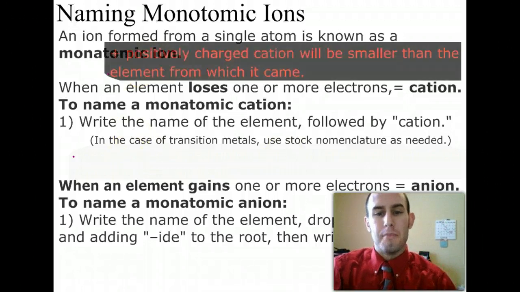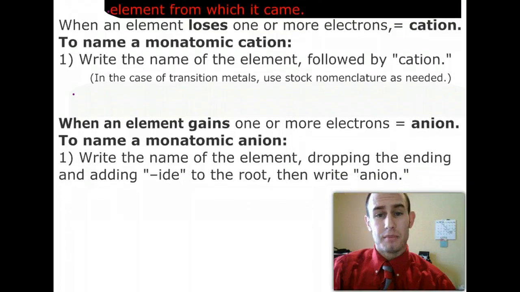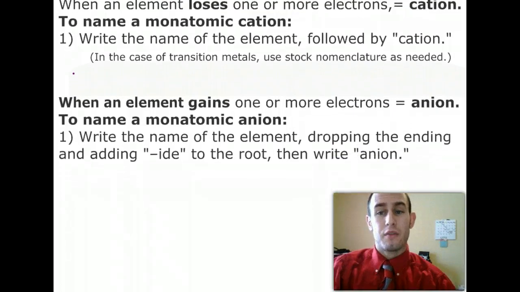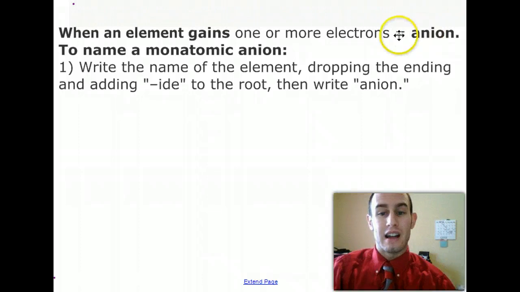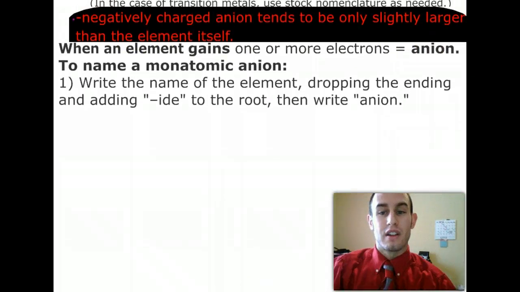One quick mention there is that most of our cations are going to be a little smaller because they've lost electrons compared to their typical elements. And then if we're looking at an anion, anions tend to be a little bit larger than the element itself because they're gaining electrons.